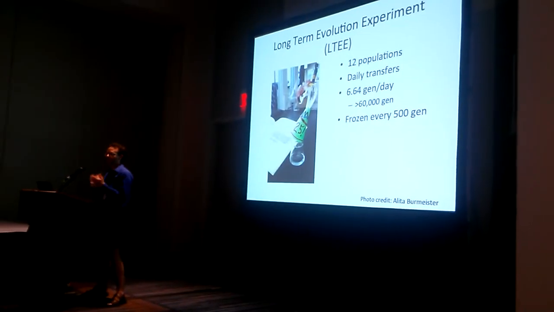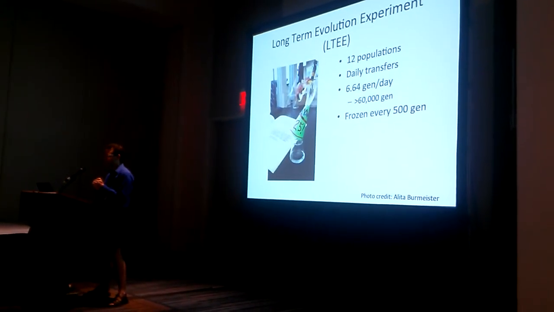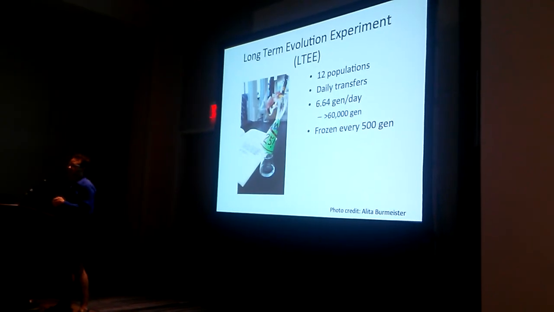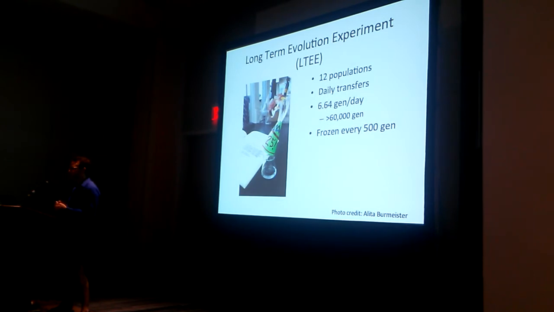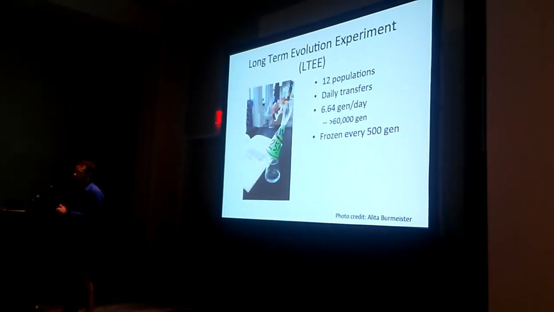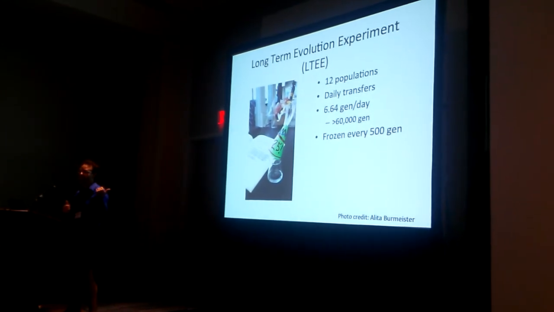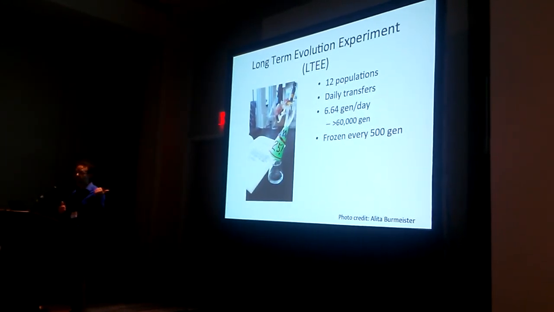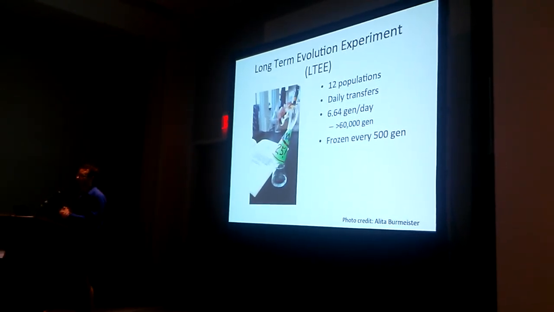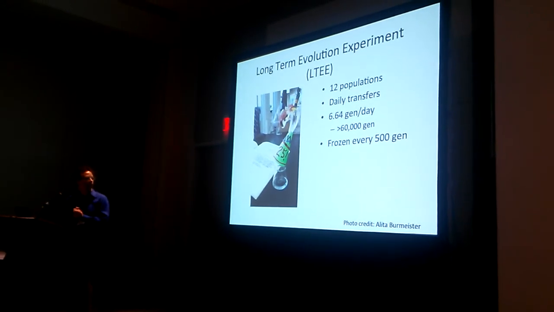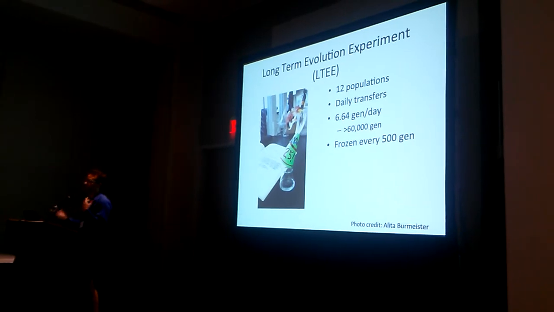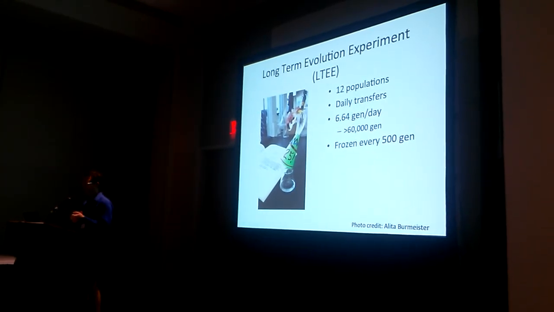We have 12 populations of initially isogenic E. coli. Every day, each one of them is transferred by diluting it 100-fold into a fresh, sterile media of minimal glucose. That means they go through 100-fold growth every day, so it's about 6 2/3 generations. We've recently passed 60,000 generations. One of the great things about working with bacteria is that we can freeze these things at -80, and they are viable indefinitely. Therefore, I can compete populations from the present against their ancestors from 25 years ago without having to rely on data other people collected.